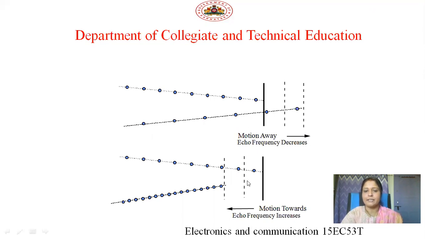In the same way, in the second condition, suppose the target is moving towards the station. Then this is the transmitted signal and this is the received echo signal. Now the received echo signal's frequency is more than that of the transmitted signal. Therefore, motion towards the station means the frequency is increasing.